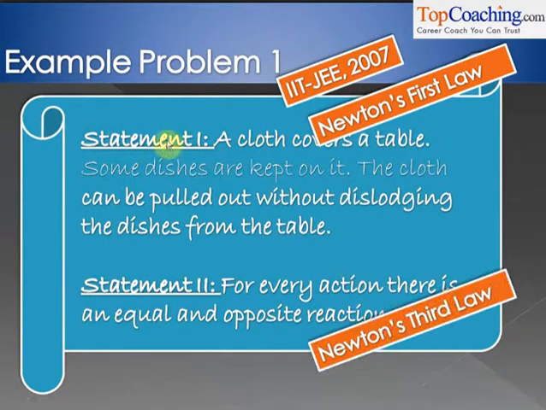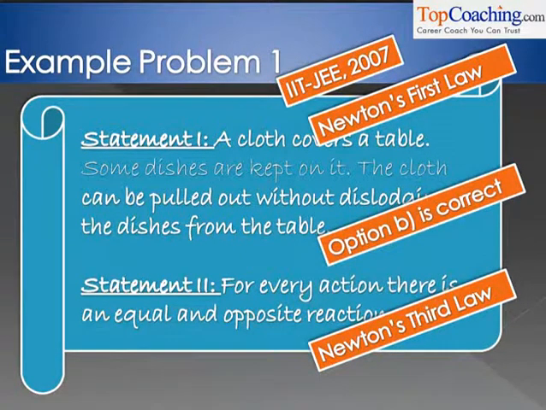Newton's third law, of course, states that every action has an equal and opposite reaction. Now, which option is correct? Both statements are correct, but statement 2 is not a correct explanation for statement 1, isn't it? Statement 1 is Newton's first law and statement 2 is Newton's third law. Therefore, our correct answer is option B, because you had to mark the answer as B if statements 1 and 2 both are correct, but 2 is not an explanation of 1. Understood? So there you go.